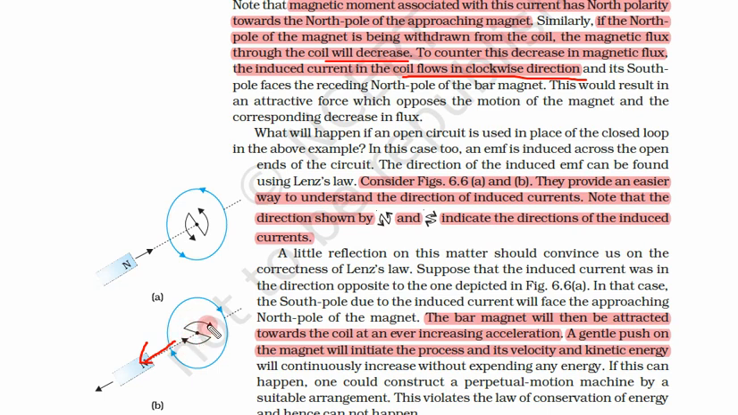So this time a south pole is created this side, which will try to attract this north side and maintain the flux. So here the flux is increasing, but the current is trying to oppose the increase in flux. Here the flux is decreasing, and this current is trying to oppose the decrease in flux. So it is producing a current that opposes the cause producing it. What is the cause? Movement of the magnet. So it is opposing the cause, whether the magnet is coming close or going far.